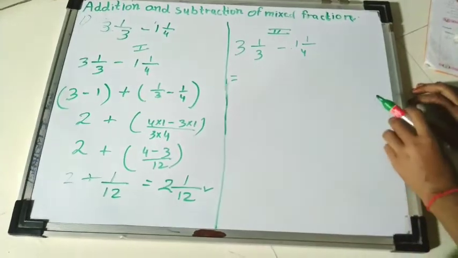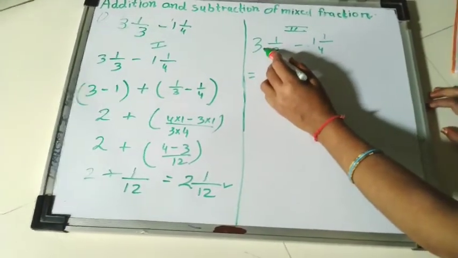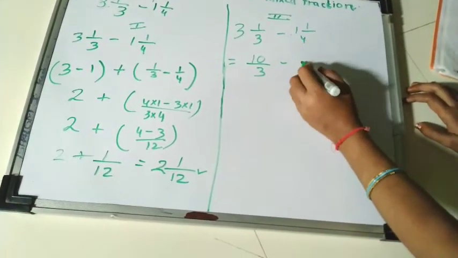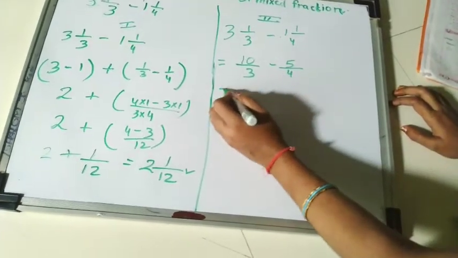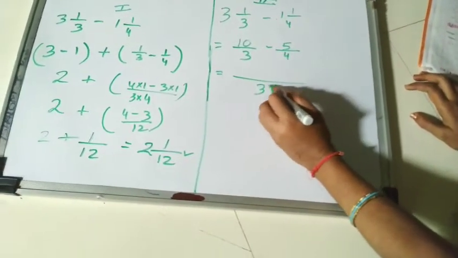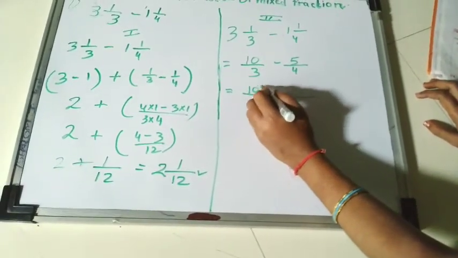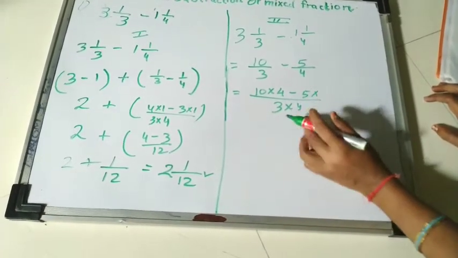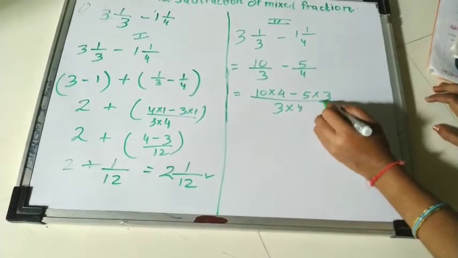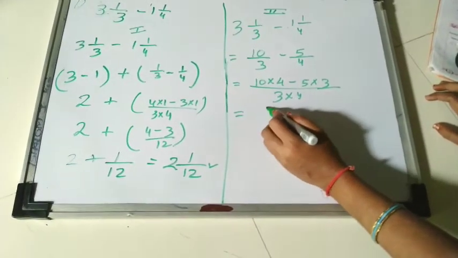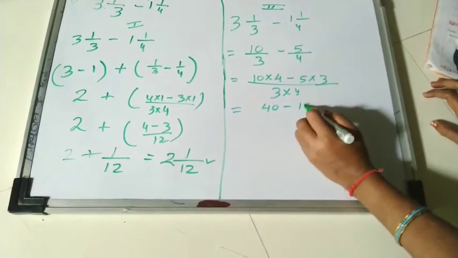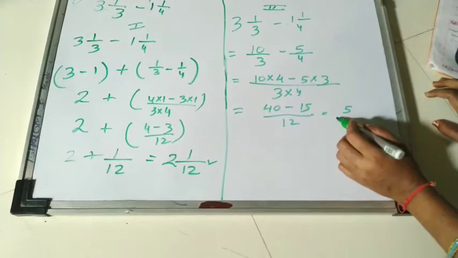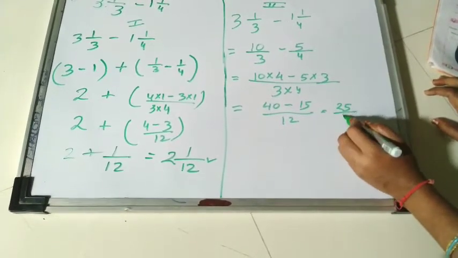At first change into improper fractions. 3 3s are 9 plus 1, 10 by 3, minus 4 1 is 4 plus 1, 5 by 4. You take the LCM, 3 into 4, 10 into 3 is LCM 4 remaining, minus 5 into 4, LCM 3 remaining, 5 into 3. It means 10 4s are 40 minus 15 by 12. How much? 25 by 12.